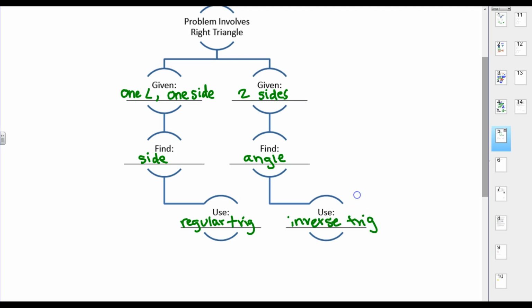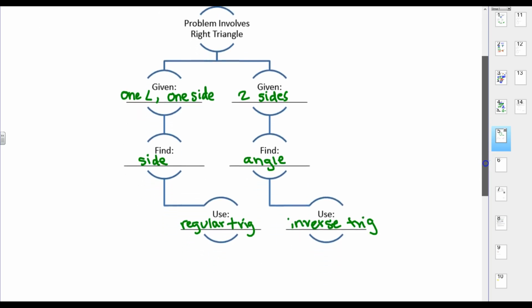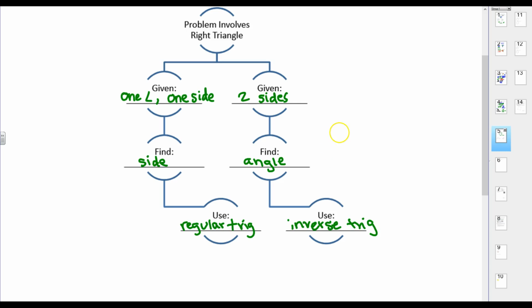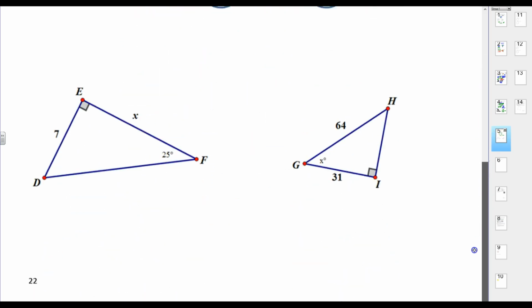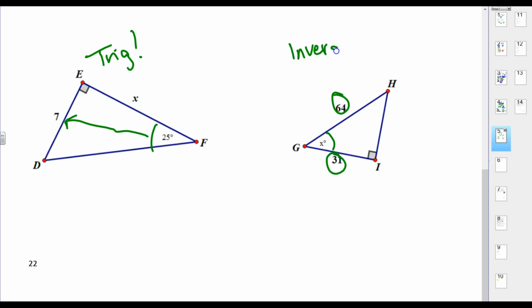Inverse trig. So I just want you guys to be aware that to figure out whether or not you're using an inverse function, think about what you're given versus what you're looking for. On this problem here, I'm given an angle and a side, so this is going to be regular old trig. Whereas on this one, I'm given 2 sides and an angle. This is going to be inverse trig. So work those out real quick, guys, and we'll check our answers right now.